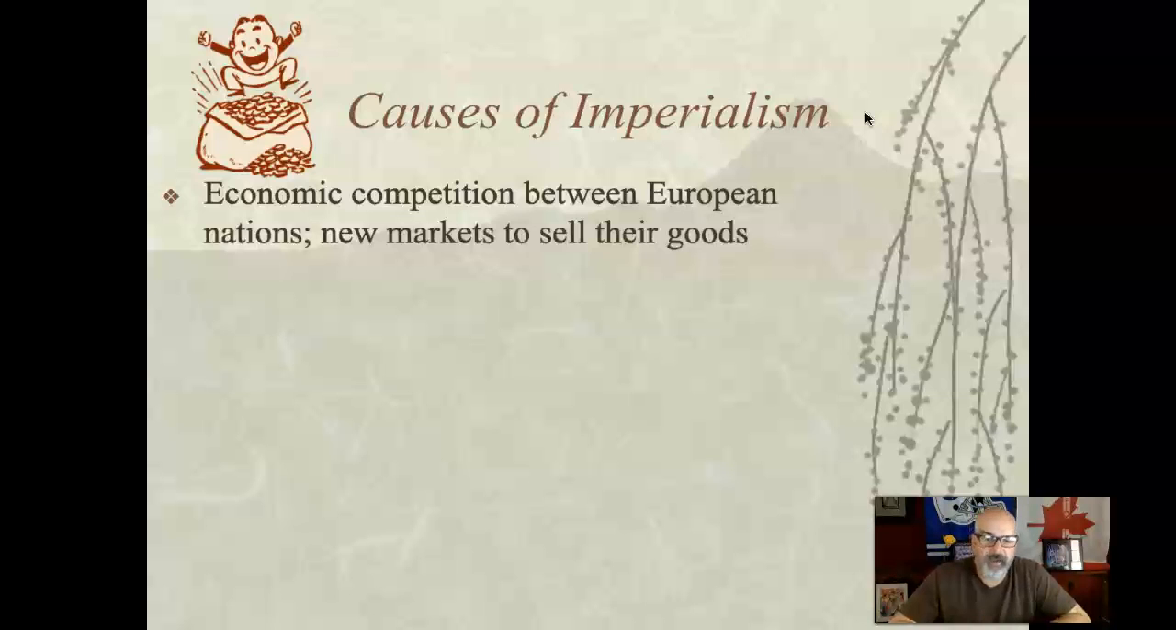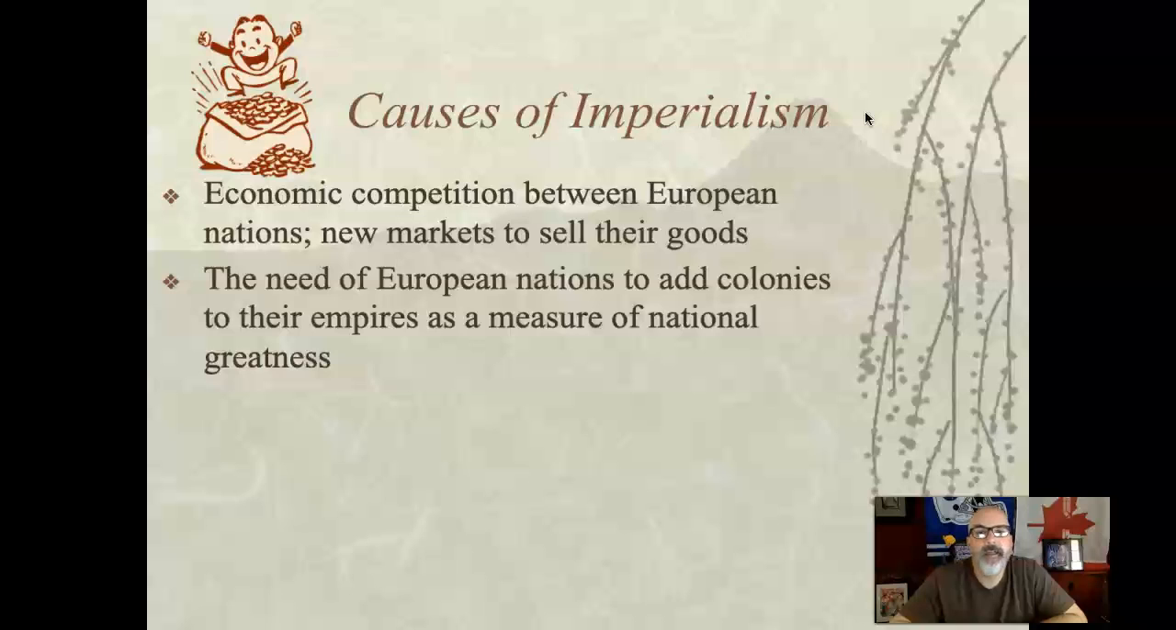So think of your great powers. We've got Great Britain, France, Germany, Russia, Austria-Hungary, and now kind of peeking in, we have the other new country of Italy. And all these nations want to make a name for themselves as colonial powers.